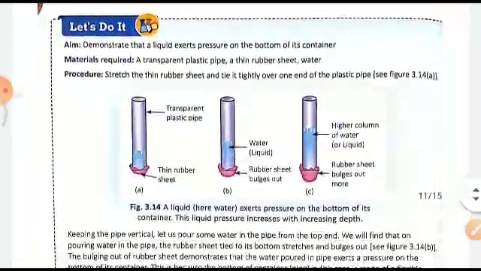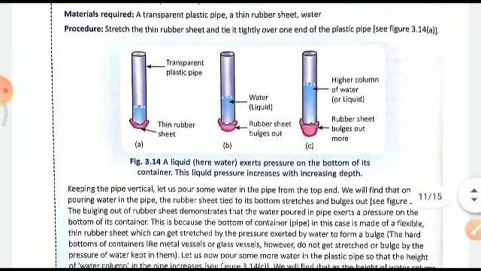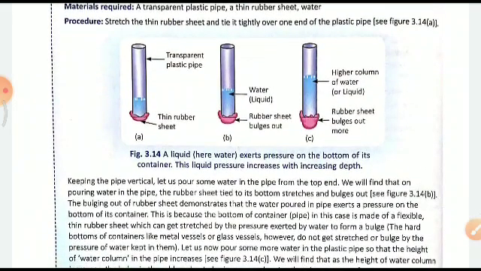So let us see that water exerts pressure on the bottom of the container, right? We take a transparent plastic pipe and a thin rubber sheet. We stretch the thin rubber sheet and tie it tightly over the end of the plastic pipe, and keep the pipe vertical. Let us pour some water.